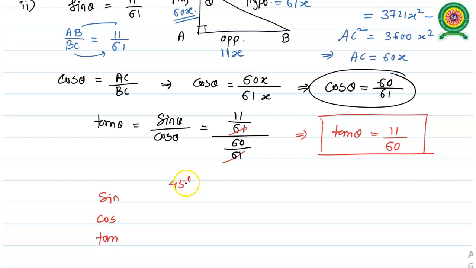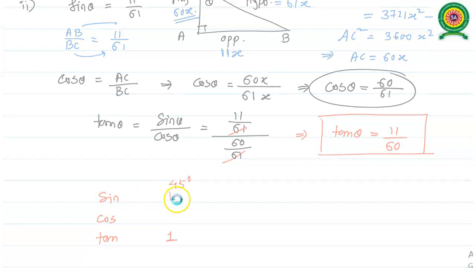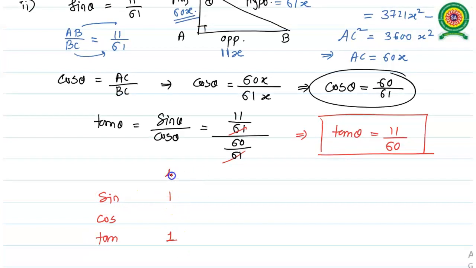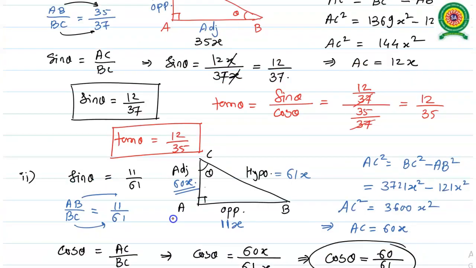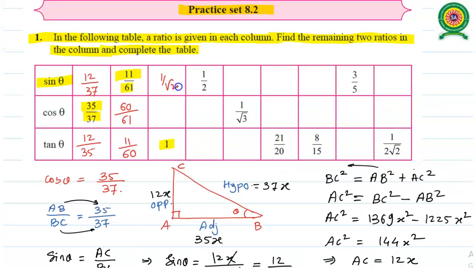We well know tan of 45 degree is 1. So what about sine 45 degree? It is 1 upon root 2, and cos of 45 is 1 upon root 2. So I am writing the values in the table. Sin theta equals 1 upon root 2, cos theta equals 1 upon root 2, tan theta equals 1.